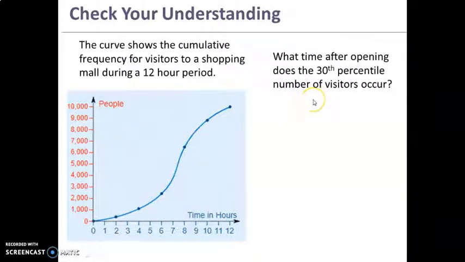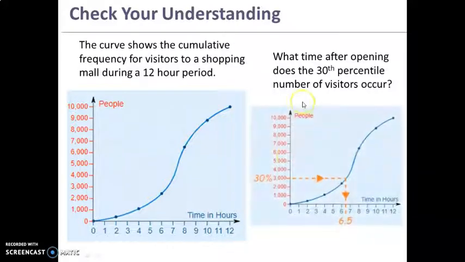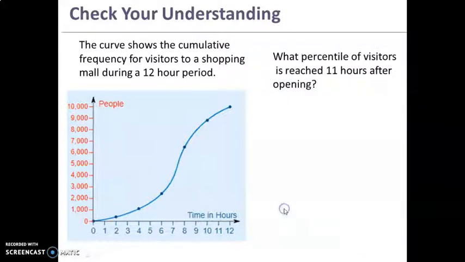What time after opening does the 30th percentile number of visitors occur? Okay, 30th percentile. Well, it is right here. 30% of 10,000, our total data set, is 3,000. We go across, we go down, and it says at hour 6.5. That's when we'll accumulate the 30th percentile.